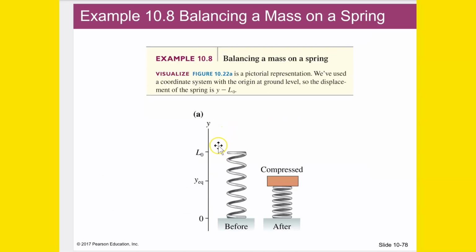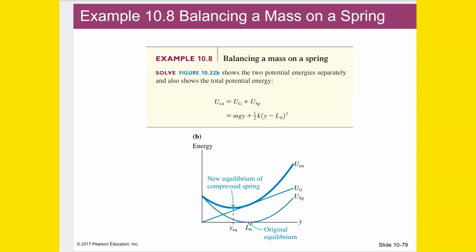All right, let's look at this picture drawn by the book here. I want to use the same variables they're using. L naught is the equilibrium length of this spring, but then it's compressed down to a new equilibrium point, which the book is labeling the variable Y EQ. So that means that our total energy will be the potential energy due to gravity, which is mgy, plus potential energy due to the spring, which is 1/2 K times (y minus L naught) squared.